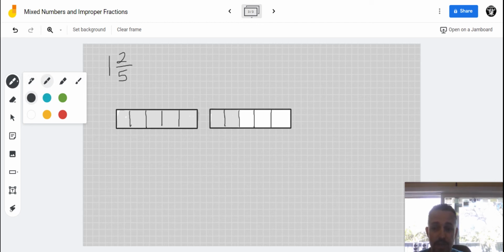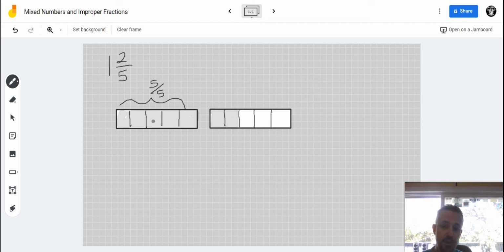Now, what this model tells you is exactly how you can break this apart into pieces. You know that this is one whole fraction bar here, but it is equal to 5/5 because the model shows you that it is 5/5. 1, 2, 3, 4, 5/5. And then we have this piece here, which is another 2/5. If you count them all together, you have 1, 2, 3, 4, 5, 6, 7/5. So we now know that this will equal 7/5. That's your improper fraction that equals this mixed number over here.